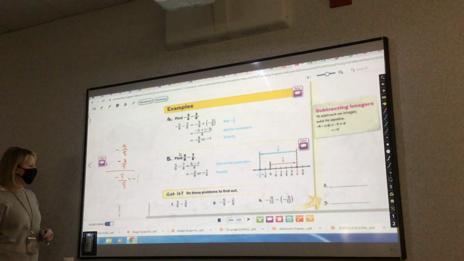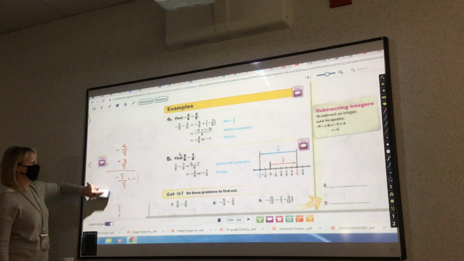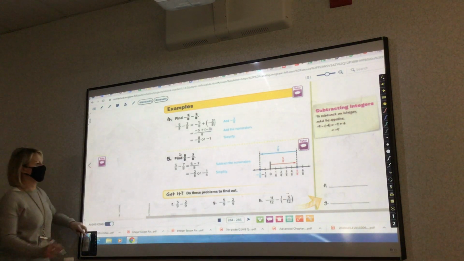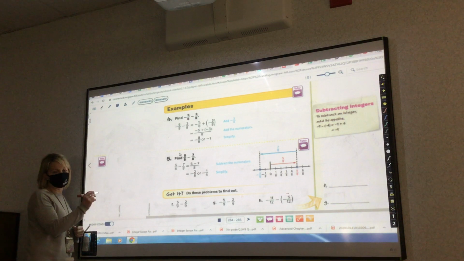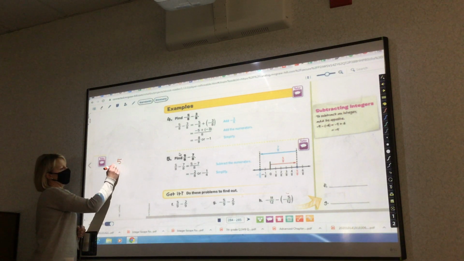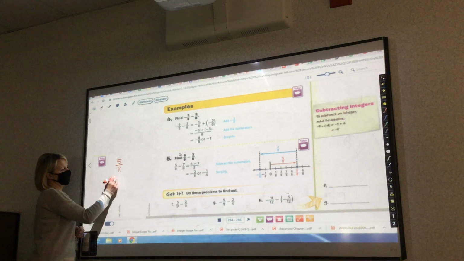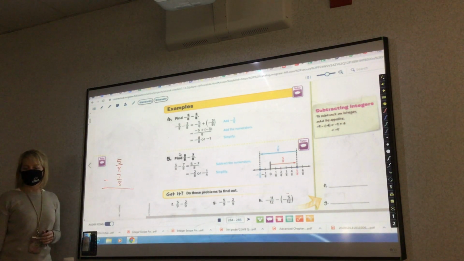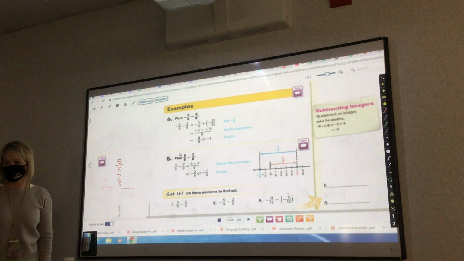Number 5, we have 5/8 minus 7/8. I cannot switch the order and say it's 7/8 minus 5/8, so it's 2/8. So you cannot do that. Write it up and down. 5/8 minus 7/8.